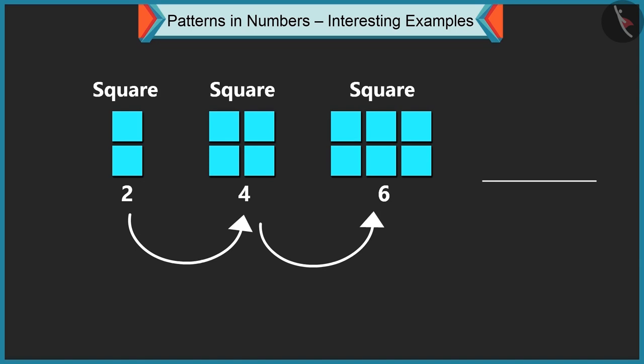Yes, Chutki. Initially, this pattern had two squares. Adding two more squares makes it four squares. Two, four squares. Adding two more squares makes it six squares. Similarly, every time the number of squares is increased by two.